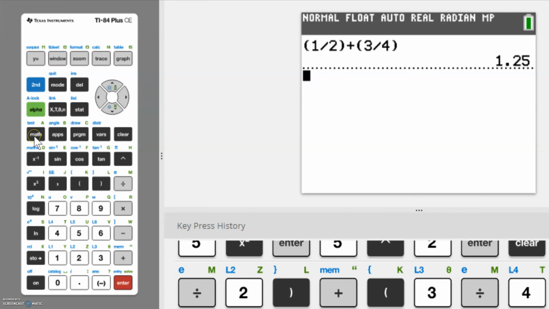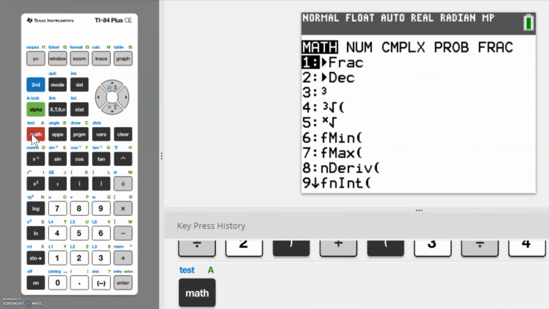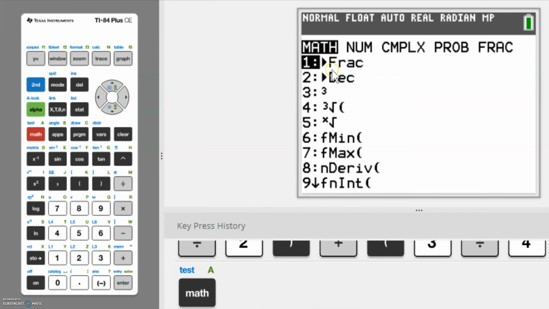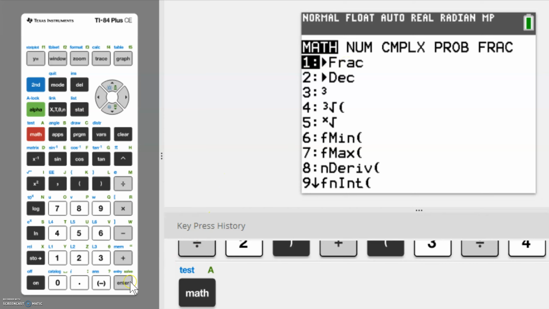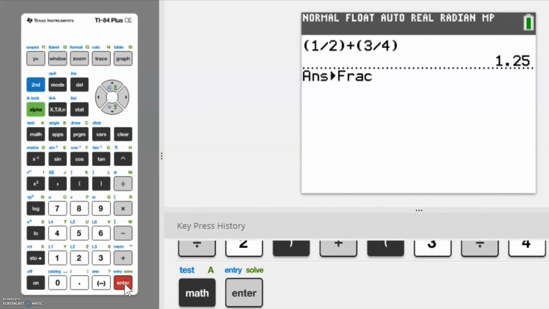So the way you do that is over here on the left-hand side, left-hand column, you'll see a key that says Math. If you hit that key, you notice number 1 says frac, that stands for fraction. So if you just hit enter, it'll choose that. Hit enter again, it'll turn it into a fraction for you. So 1/2 plus 3/4 is 5/4. And it works for all the operations.